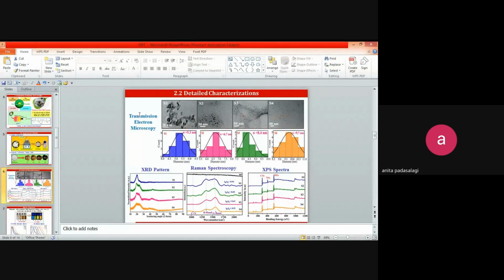From the transmission electron microscopy, you can observe that the particles are spherical in shape and uniformly distributed. Here we also find that the average size of the particles is about 5.3, 6.7, 8.4 and 9.7 nanometers with increasing carbonization temperature. So one thing to observe here is that with increasing carbonization temperature, there is an increase in the size of the particles, which is further confirmed from the XRD pattern.